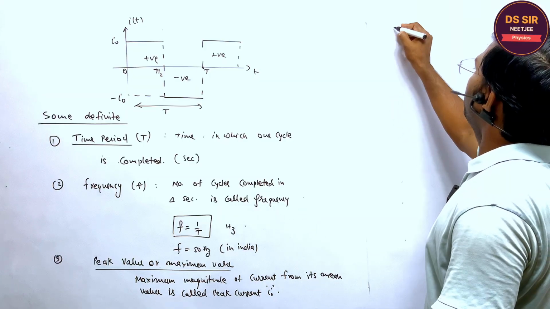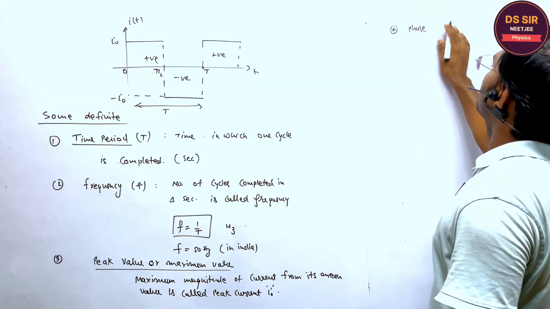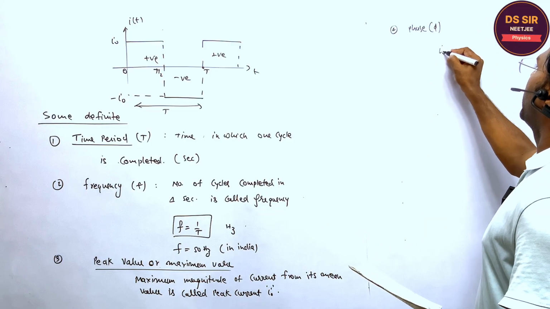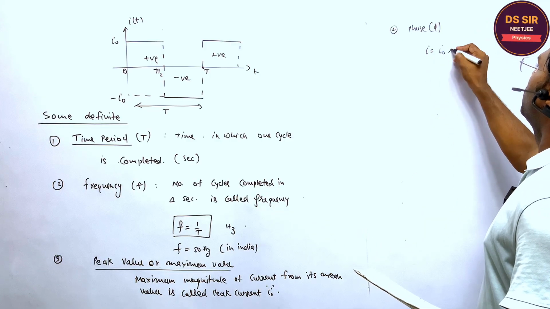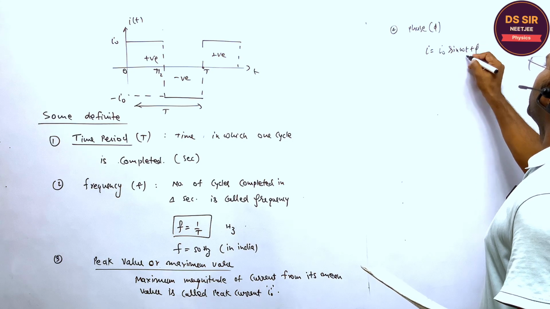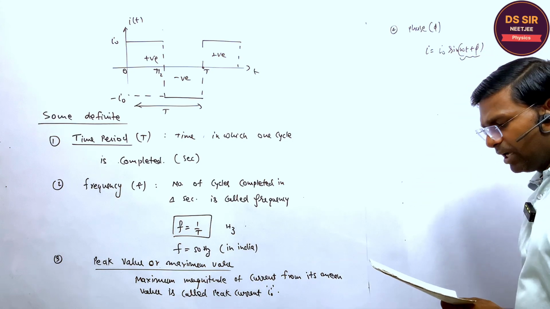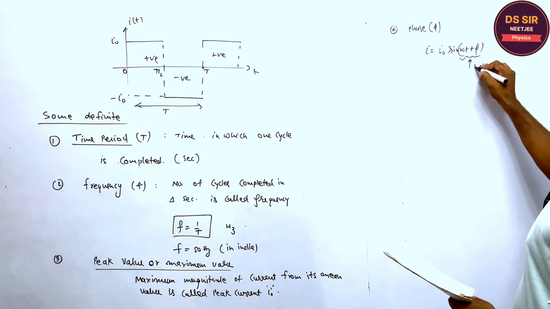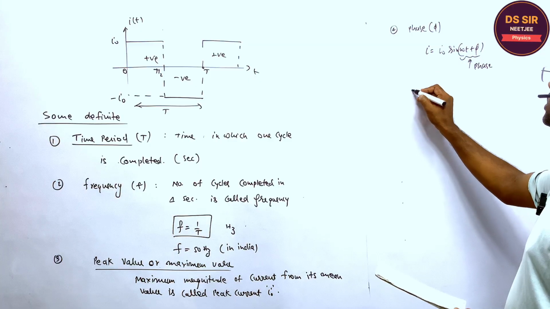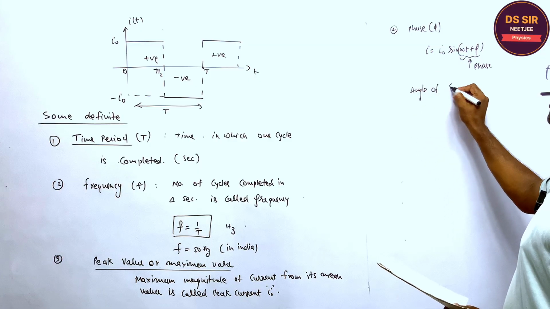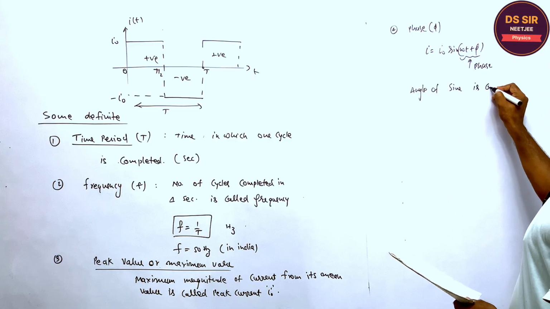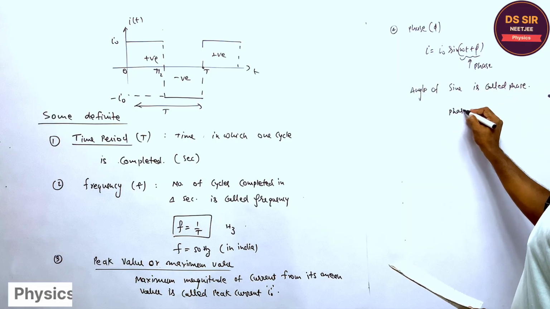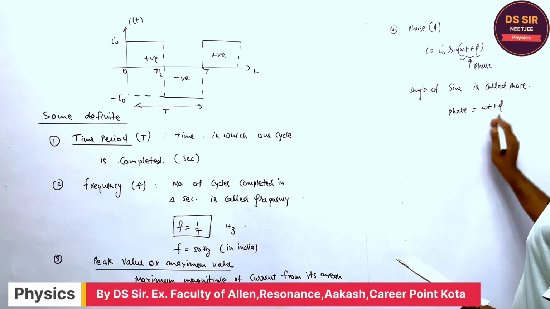The next definition is the phase, phi. If you write I is equal to I naught sin omega t plus phi, the angle of the sine is called the phase. Is it clear? So phase is nothing but omega t plus phi.